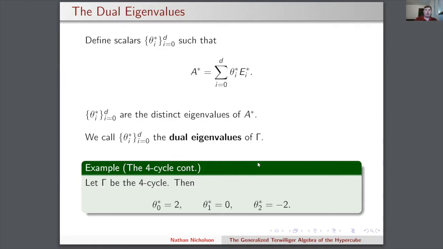So in the case of our example of the 4-cycle, we would have theta 0 star equals 2, theta 1 star equaling 0, and theta 2 star equal to -2.